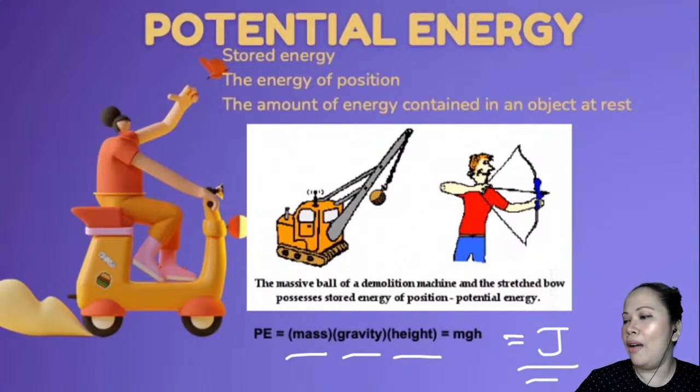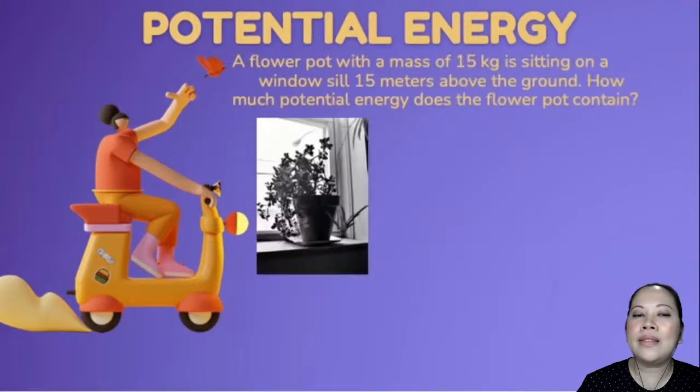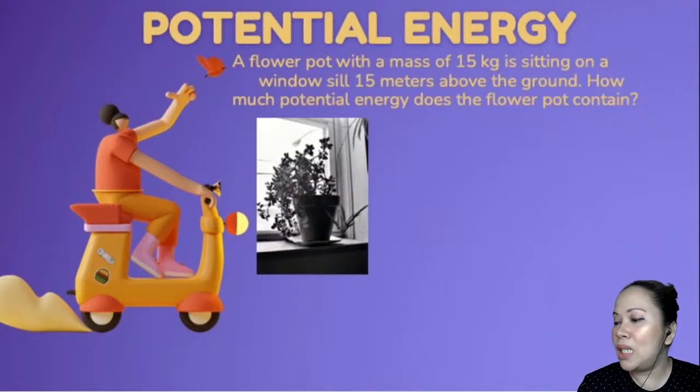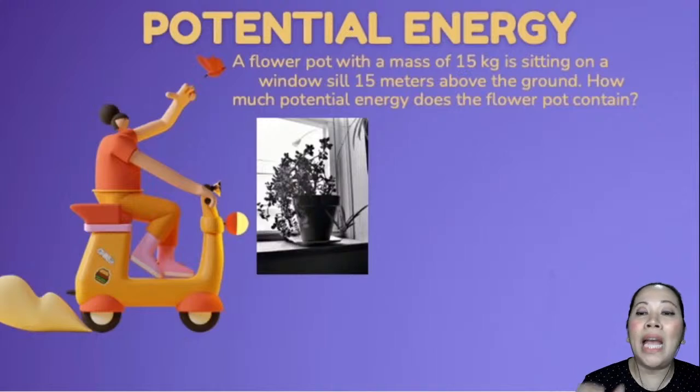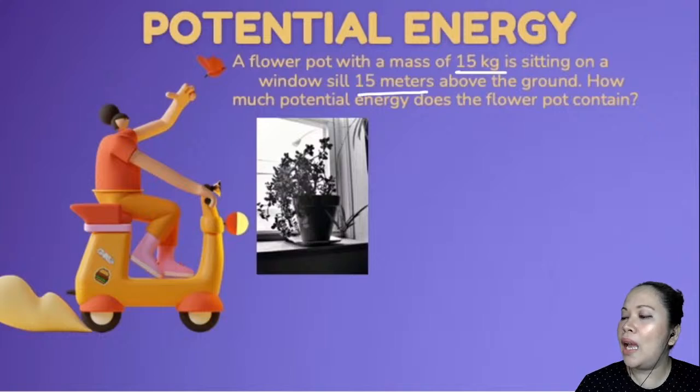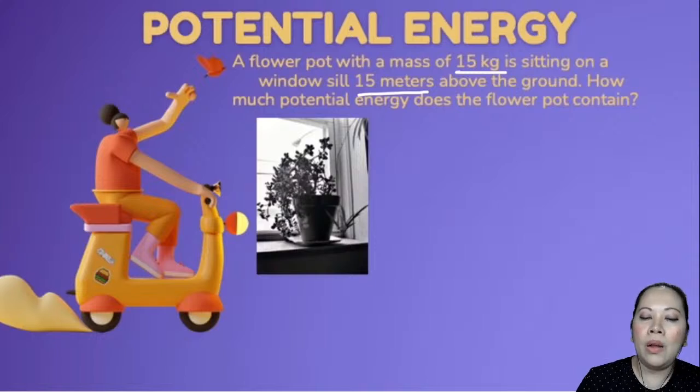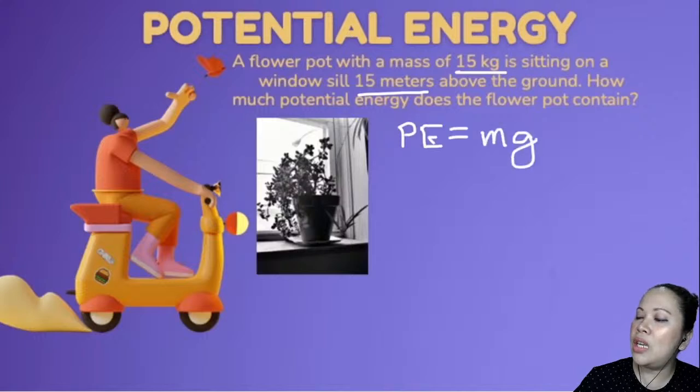Let's say, for example, you are asked: a flower pot with a mass of 15 kilograms is sitting on a windowsill 15 meters above the ground. How much potential energy does the flower pot have? So you have 15 kilograms and 15 meters. We remember the formula is PE, or potential energy, equals mgh.